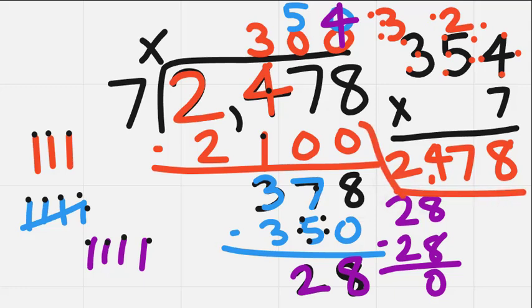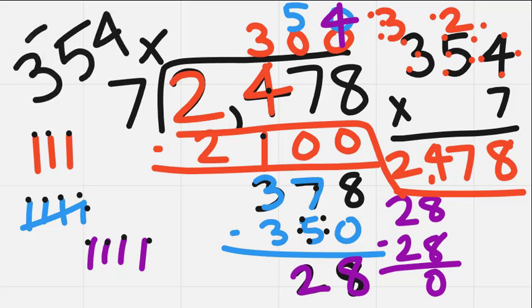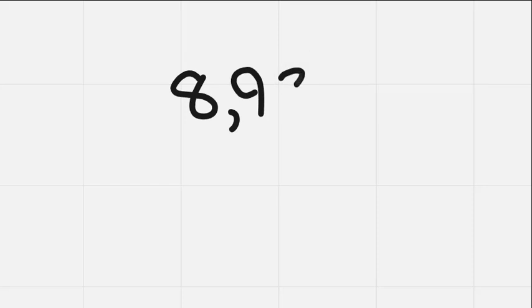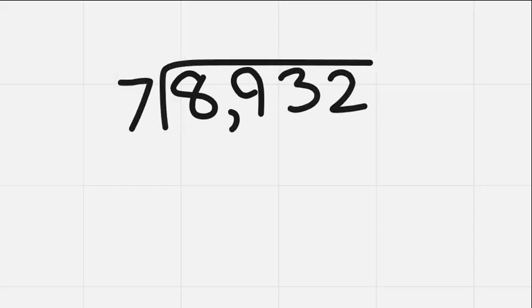2,478 is the same as 2,478. That means our answer of 354 is correct. Be sure to check your work. Our next problem is 8,932 divided by 7. We're going to begin by dividing 8.